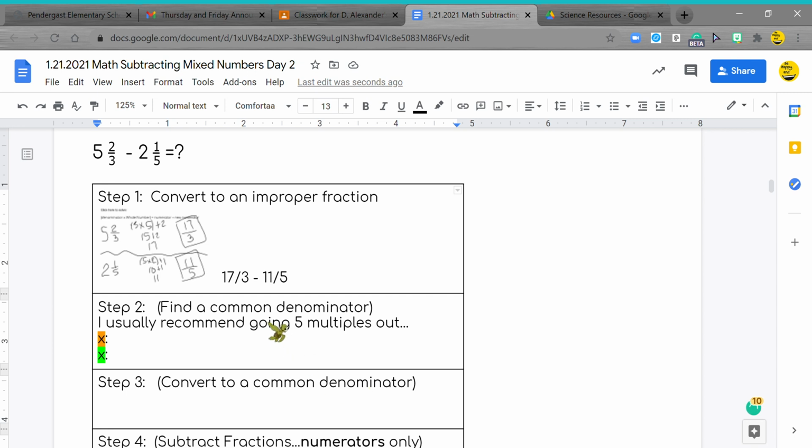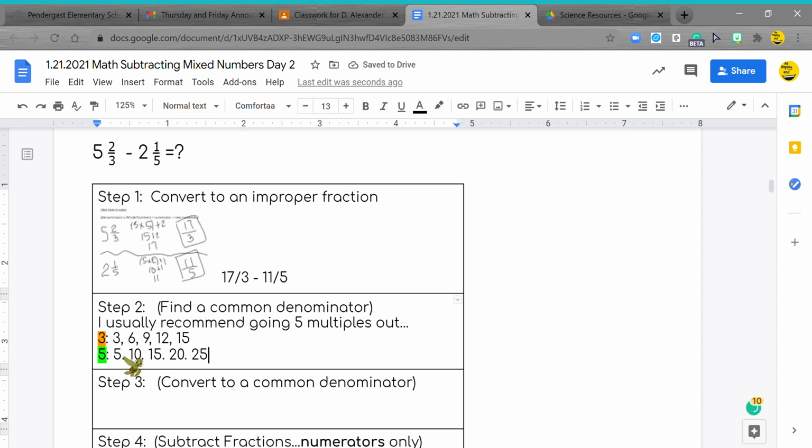So now that I'm seeing my numbers, I have 3 and 5 in my denominators. And remember, we need to find the least common multiple. And that means it's the smallest number they both can go into. So now I'm going to do my multiples, 3, 6, 9, 12, and 15. And now I'm going to do 5 on this one. 5, 10, 15, 20, and 25.